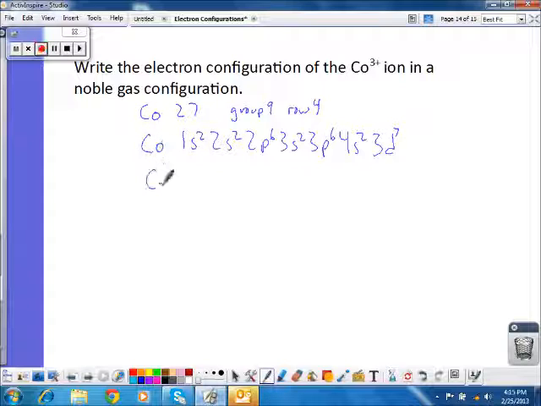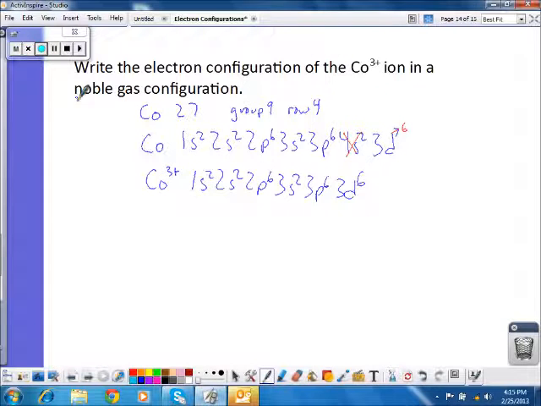When cobalt forms a +3 ion, it's going to lose, let's see, these 2 electrons and 1 of those. So now the electron configuration is 1s2, 2s2, 2p6, 3s2, 3p6, 3d6. So you notice the 4s electrons are now gone.